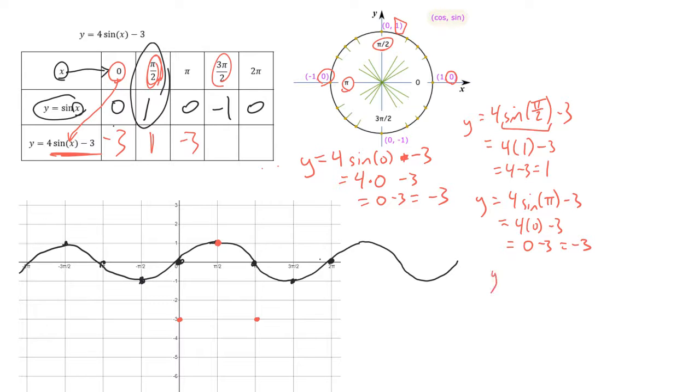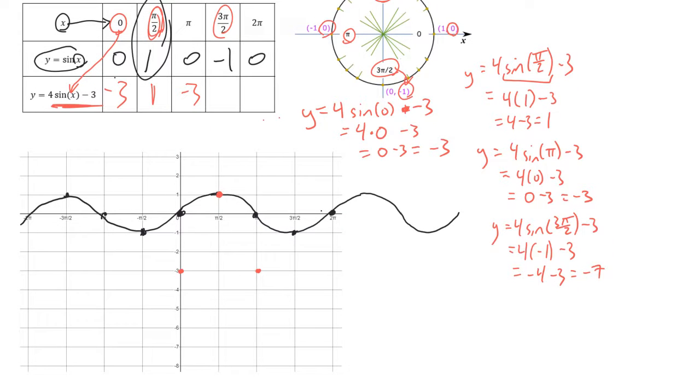Next, 3 pi over 2. 4 times the sine of 3 pi over 2 minus 3. What is the sine of 3 pi over 2? It's the y coordinate at this angle, and I get -1. So I get 4 times -1 minus 3. 4 times -1 is -4, minus 3 is -7. So on my table up here, when x is 3 pi over 2, my y is -7. When I graph that, at 3 pi over 2 here, I get a y of -7. So look what our graph's doing here. It started at -3.